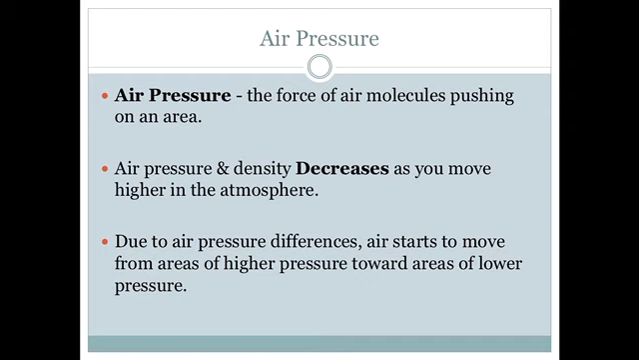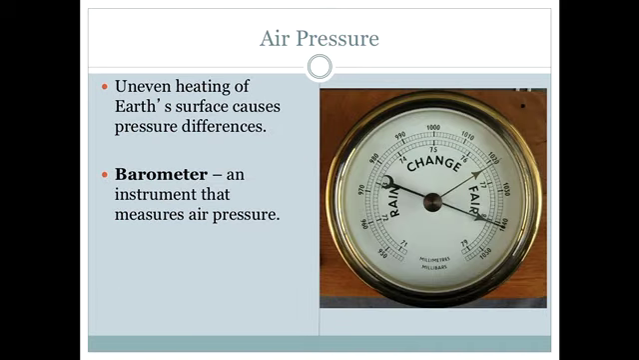Due to air pressure differences, air starts to move from areas of higher pressure toward areas of lower pressure. So why do you think that this takes place? Why do you think that air always moves from high pressure to lower pressure? Think about that for a minute. Things always move from high pressure to low pressure because weather is trying to maintain balance in the atmosphere. That is why air moves from high pressure to low pressure.